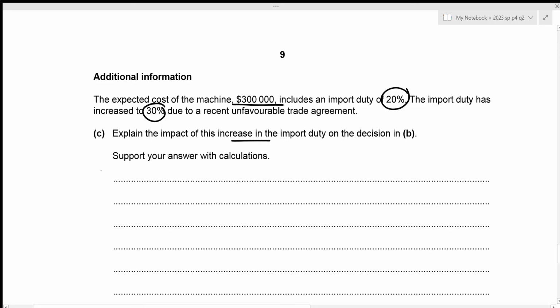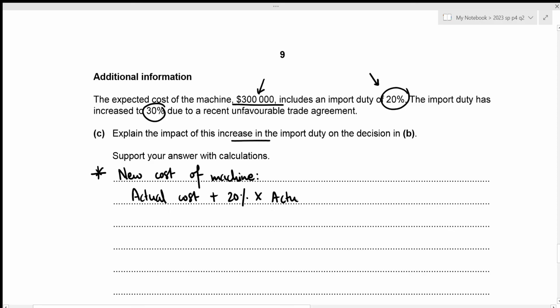Okay, so the very first thing that we figure out will be the new cost of the machine. So what we're told is this 300,000 also includes an import duty of 20%. So this just means that actual cost plus the 20% of the actual cost, which will act as our import duty, results in the value of 300,000. And from this equation, we can easily figure out the actual cost. So that is just going to be actual cost times 1 plus 0.20, and that will be equivalent to 300,000.